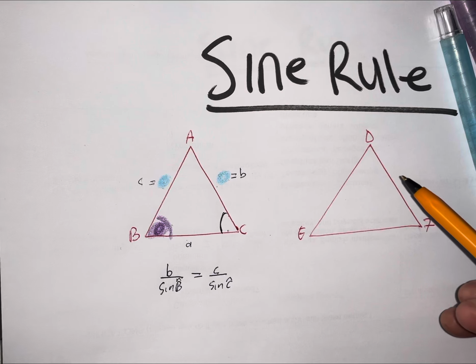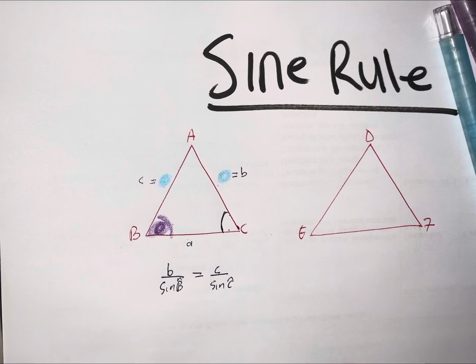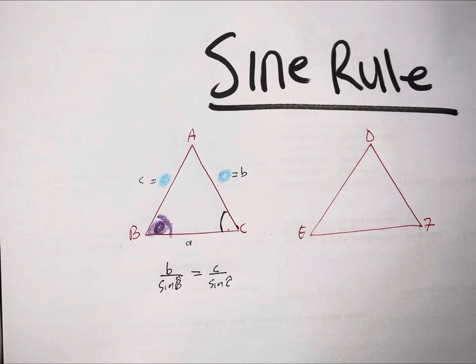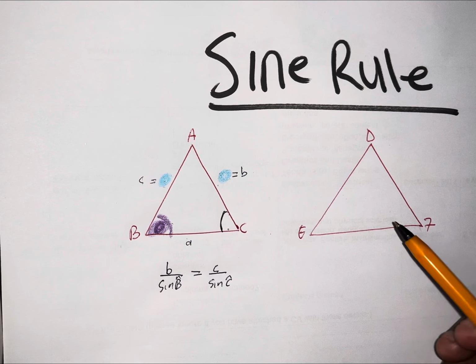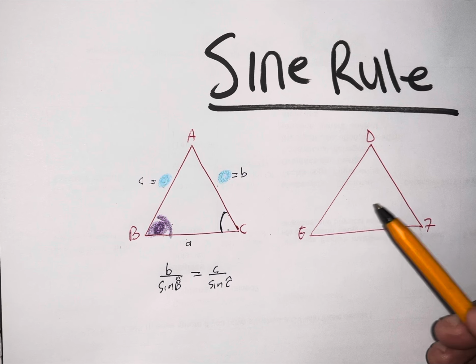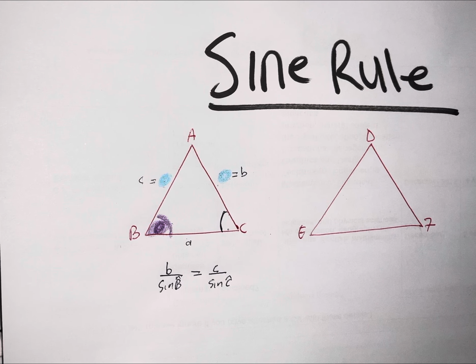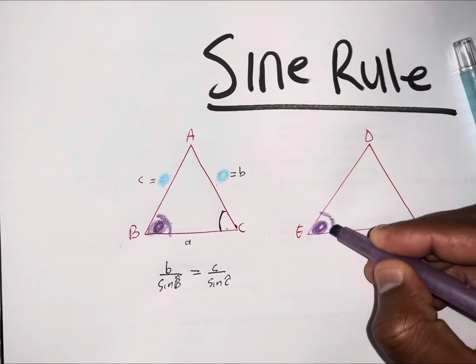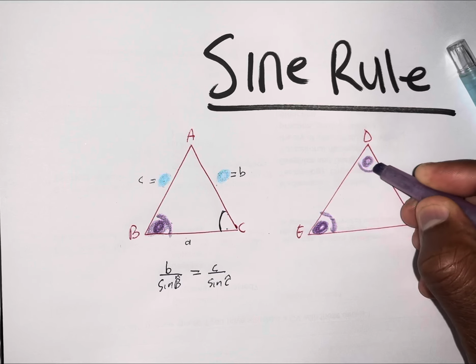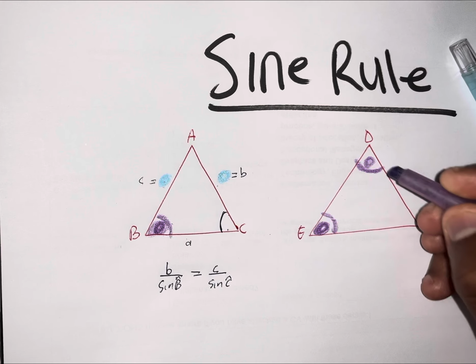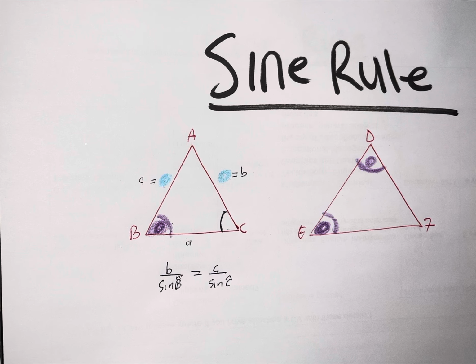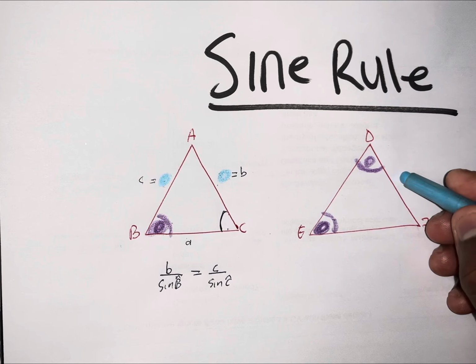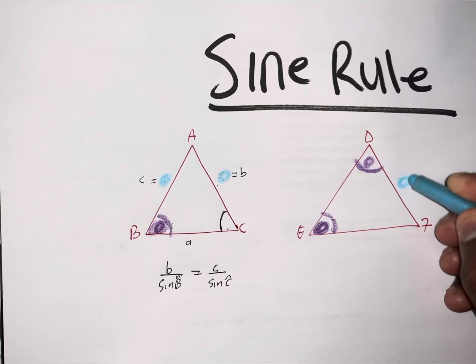Okay, let's check triangle number 2 here. Law number 2 states that you'll be given two angles, and one side opposite one of the two given angles. So it can be this side here, the DF.